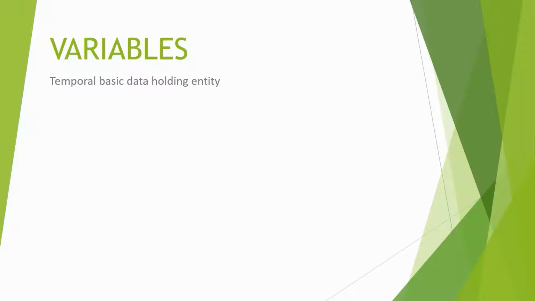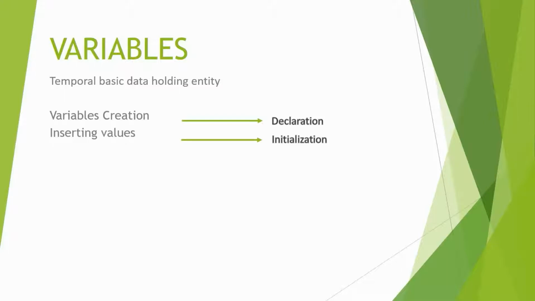Assuming you want to store details like names, or data like the age of a person or the salary of an employee, or different things in Java, we'll have to store them in a variable. So to use a variable in Java, it follows the process of variable creation and inserting values into the variable that is created. Variable creation is termed declaration, while inserting values into the variable is termed initialization.